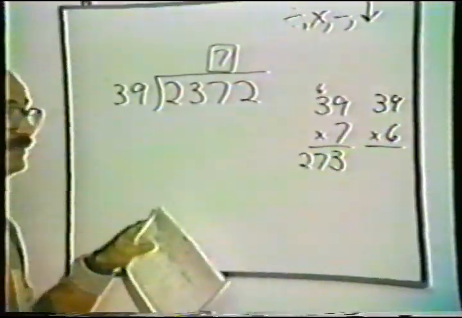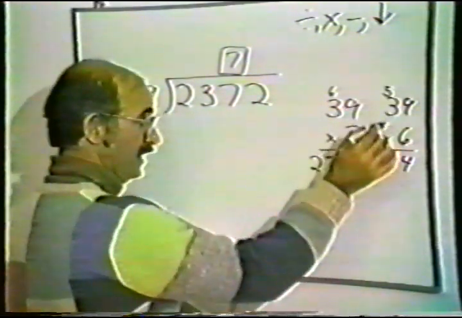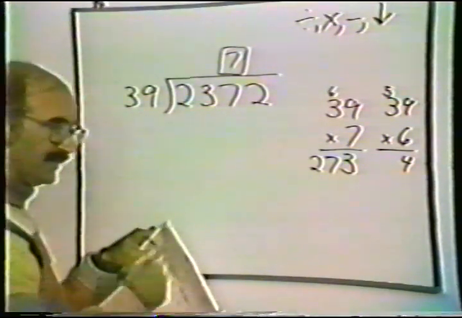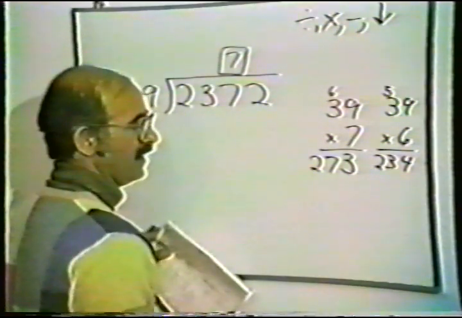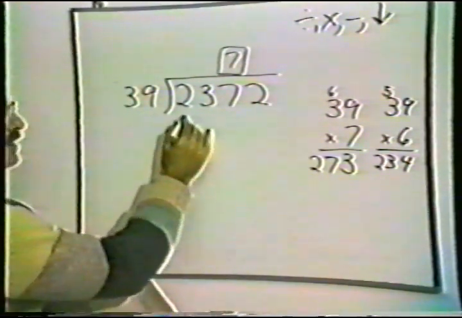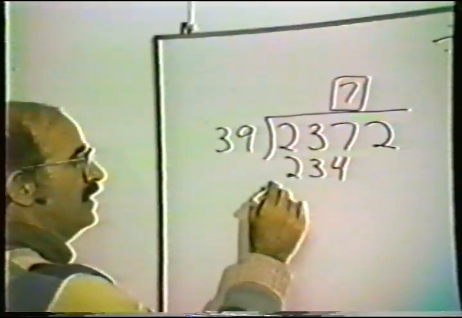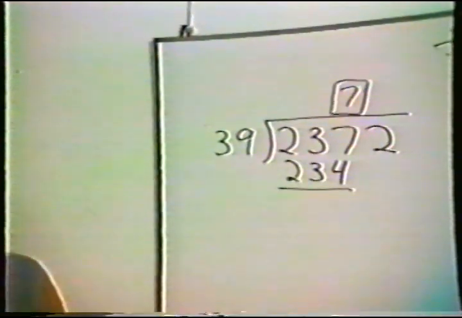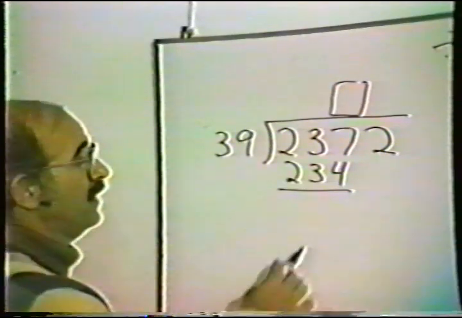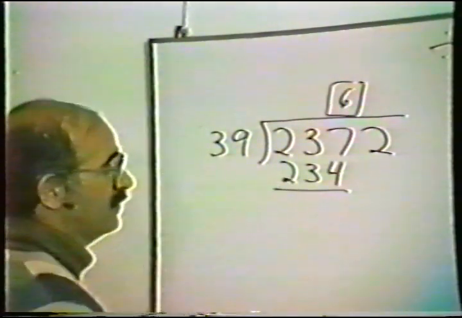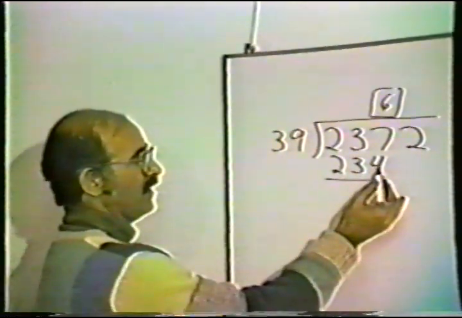9 times 6 is? 54. Put down the 4, carry the 5. 3 times 6 is? 18. Plus the 5, 23. Good or bad? That's good because that's just a little bit smaller than the 237. Let's not forget that the 7 was too large and we need to try the 6. Use the 6. And we tried that and it came out fine. 7 take away 4 is? 3.